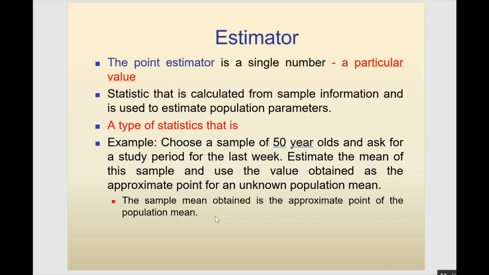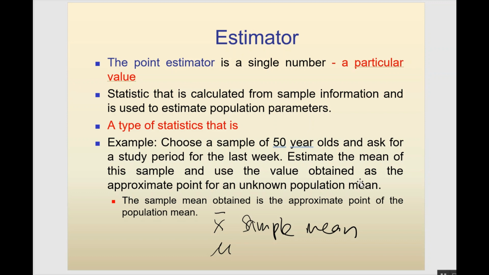Another example is the sample mean x bar, which is a point estimate of the population mean, mu. So we write the notation for the sample mean as x bar, and we write mu for the population mean. So a point estimator gives only a single number.